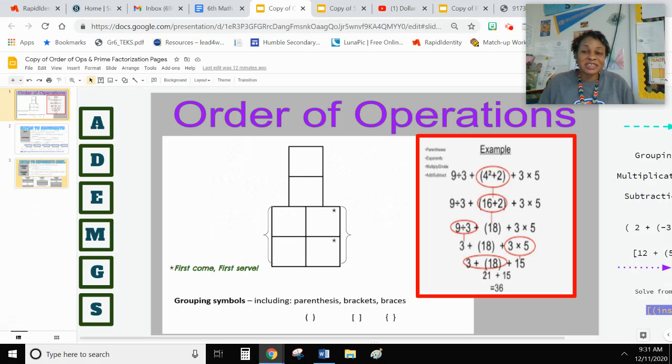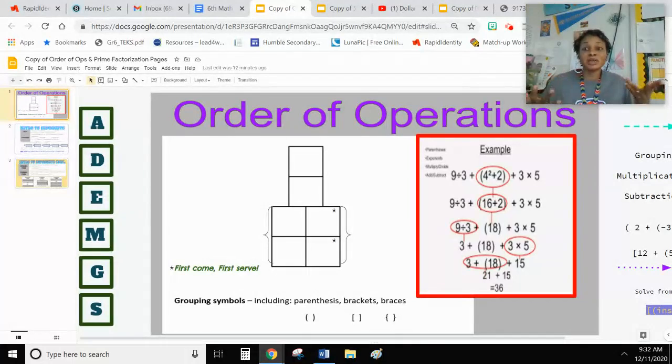Today we're looking at TEK 6.7a, which says, I can generate equivalent numerical expressions using order of operations, including whole number exponents and prime factorization. Today we're going to be putting our emphasis on order of operations with exponents. So typically we've heard PEMDAS, please excuse my dear Aunt Sally: parentheses, exponents, multiplication, division, addition, and subtraction.